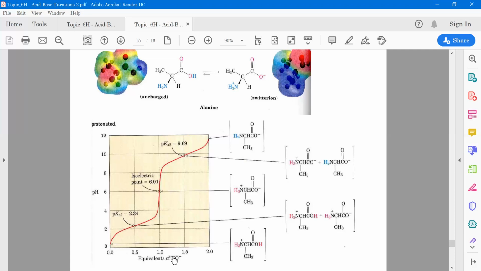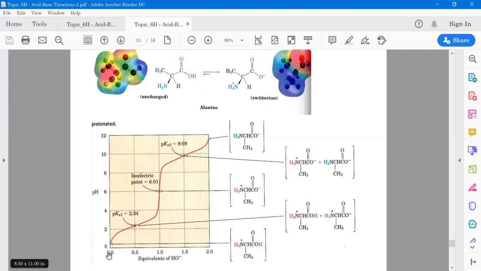So an equivalent means enough to neutralize half of these things, one of them, 1.5 of them, or both of them. So that's what the equivalents of 0.5, 1, 1.5, and 2 represent. So here, again, if we start at a pH of 0, and we can only start at that low a pH if some strong acid was added to the solution. The pH of just alanine in solution by itself will not give a pH as low as 0. So we must be starting with a solution that's been acidified sufficiently to cause the pH to be 0.